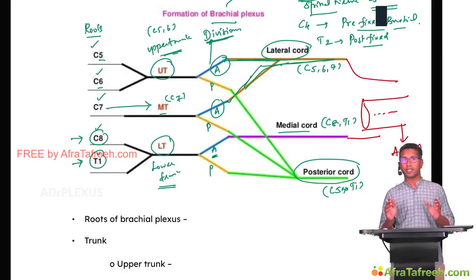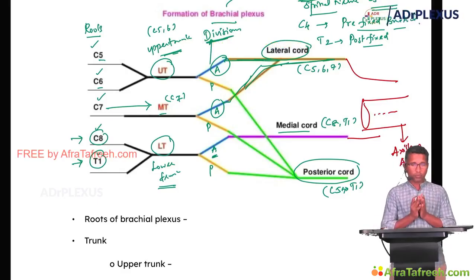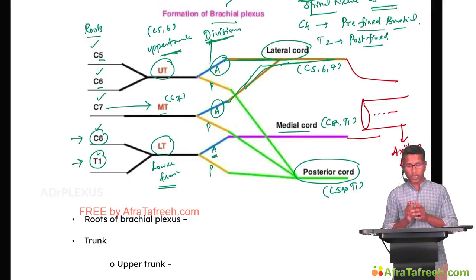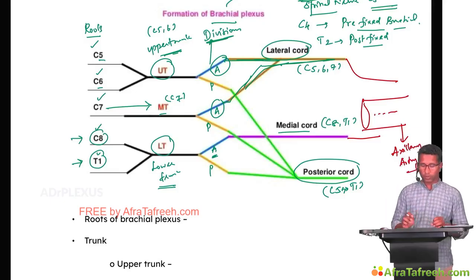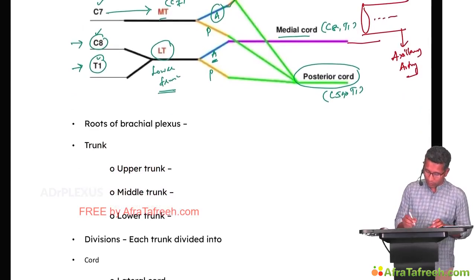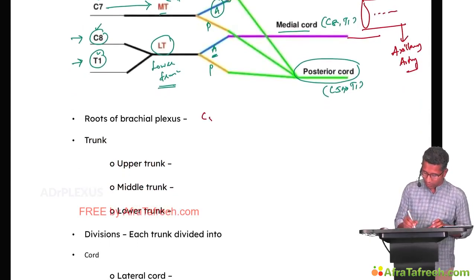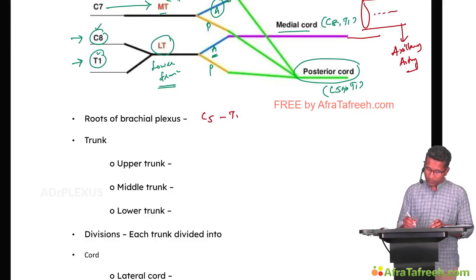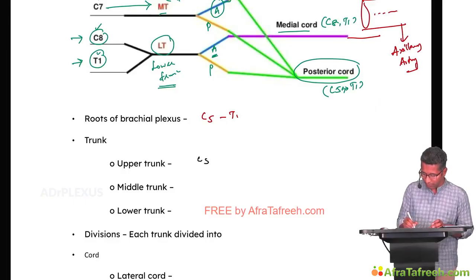Okay, clear, guys? Fine. So this is about the formation of the brachial plexus, how the brachial plexus is formed. To have a small revision, the roots of the brachial plexus are formed between C5 to T1. The upper trunk of the brachial plexus is formed by the C5 and C6 roots. The middle trunk is formed by the C7 root, and the lower trunk is formed by the C8 and T1 roots.